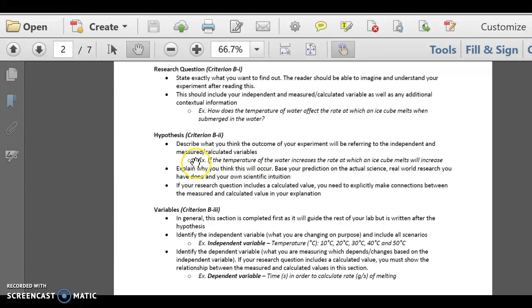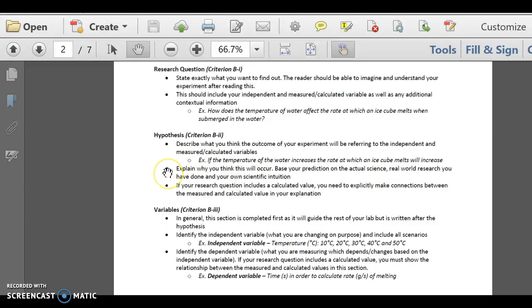And again, here's an example. If, and we'll use this phrasing, if, then. If the temperature of the water increases, then the rate at which the ice cube melts will increase. So how do you think that will be phrased when you're looking at potential difference and current?